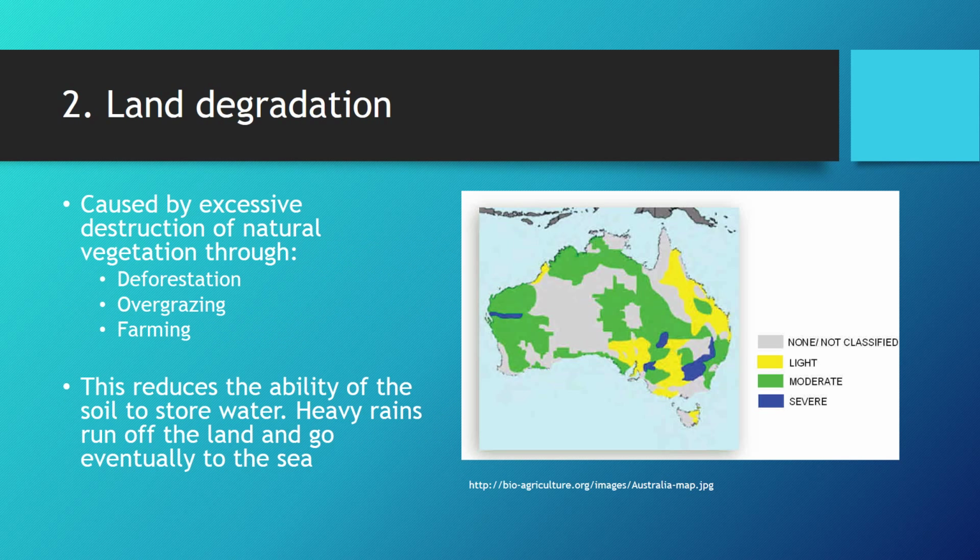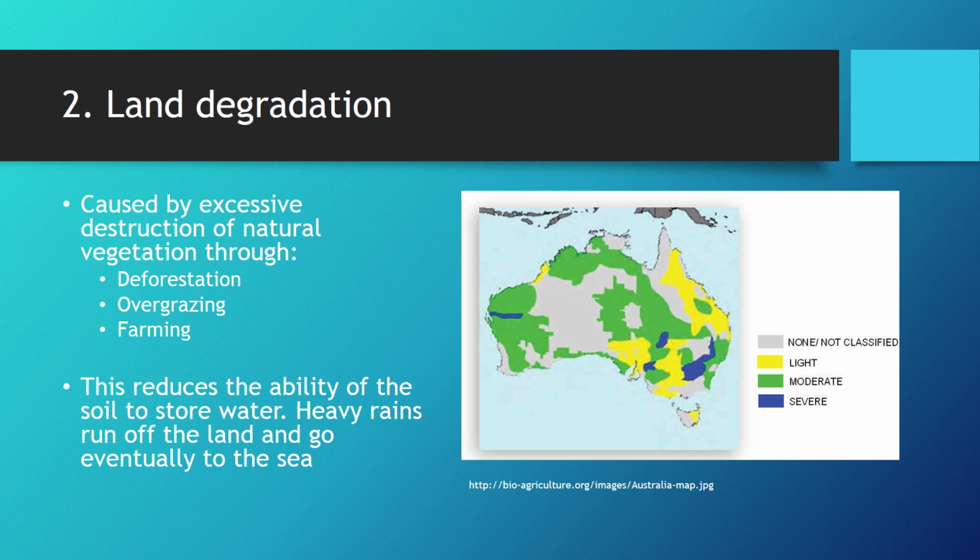The second reason why fresh water is scarce is due to land degradation. We've talked a little bit in class already about this. Land degradation is caused by excessive destruction of natural vegetation, and that's through deforestation, like we saw in Borneo, overgrazing, so when you're putting lots of animals out, and obviously intensive farming like growing wheat, corn, rice. When the land's degraded, the soil can't store water, and you've also got heavy rains which are just running off the land out to sea. They're not being absorbed into groundwater.